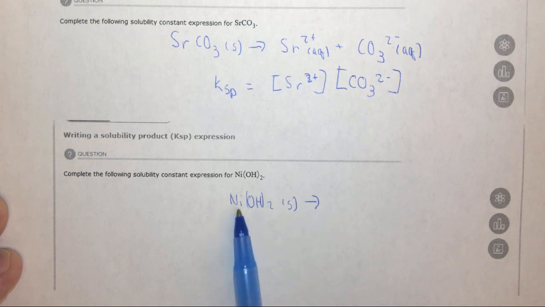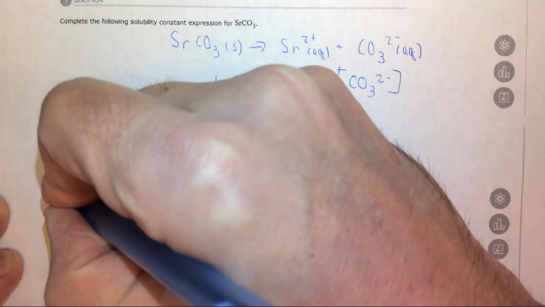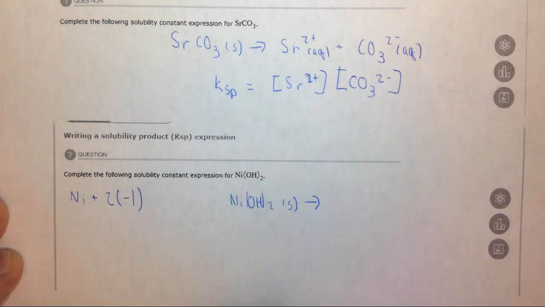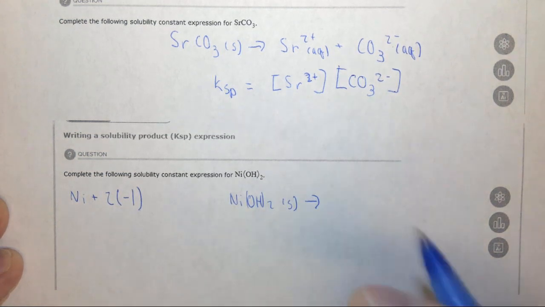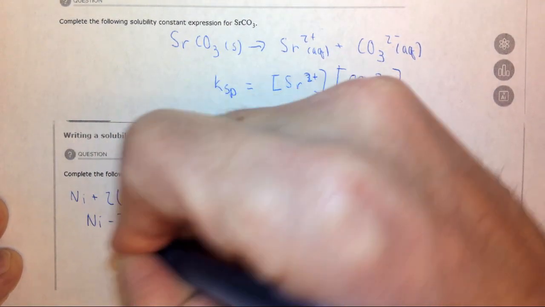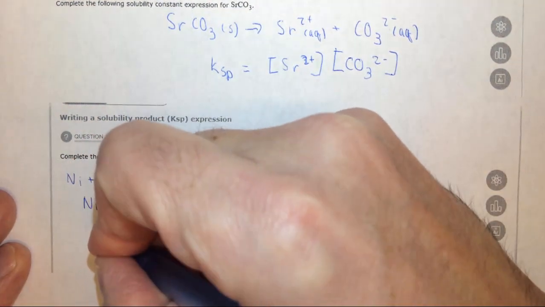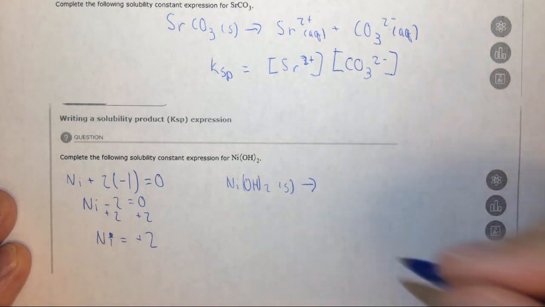So how are we going to figure out the charge on nickel? Well, we're going to use the charge on hydroxide. Note that the total charge on this ionic compound and every other ionic compound is 0. So if we do this as a math equation, the charge on nickel plus 2 times the minus 1, the charge on hydroxide, 2 because there's 2 of them, minus 1 because that's the charge on hydroxide, is equal to 0. Nickel minus 2 equals 0. Add 2 to both sides, and what we find is nickel equals plus 2.